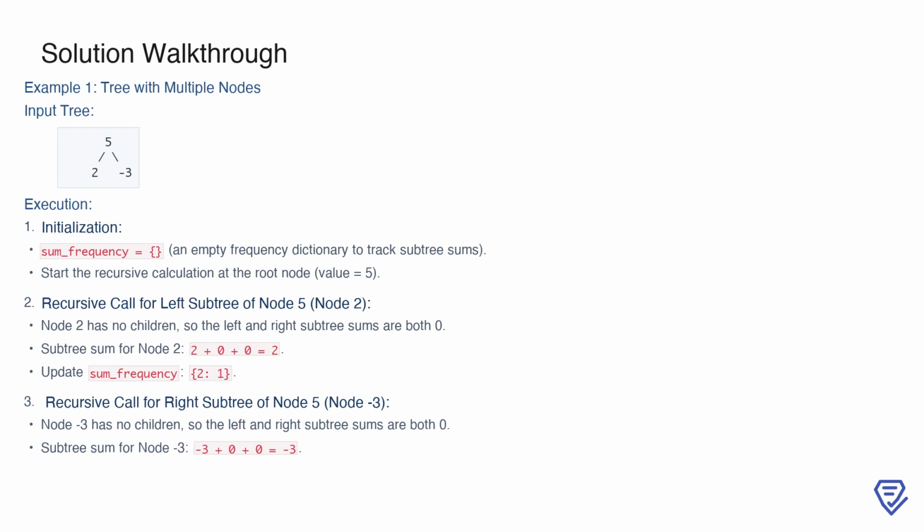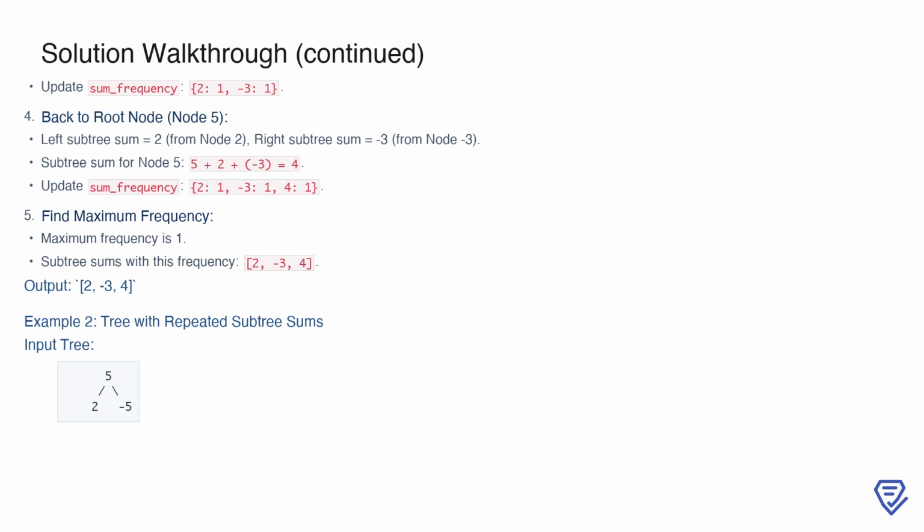Next, we move on to the right subtree rooted at node -3. Similar to node 2, node -3 has no children, so its left and right subtree sums are also 0. The subtree sum for node -3 is calculated as -3 plus 0 plus 0, yielding a sum of -3. We now update the sum_frequency dictionary again, adding the subtree sum -3 with a count of 1.